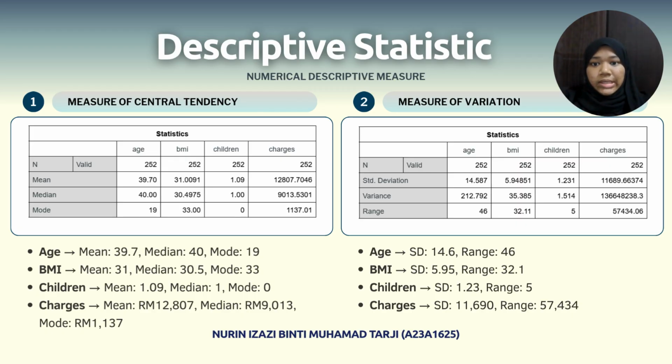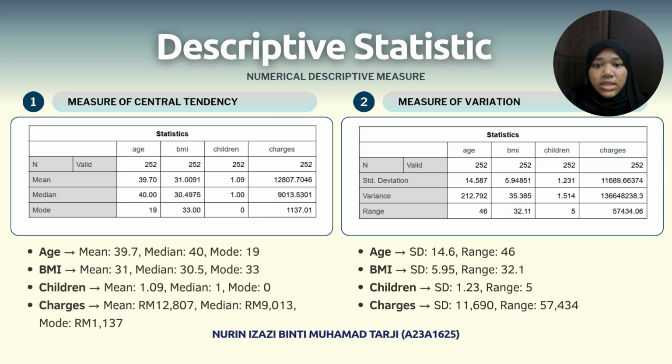For the first one is measure of central tendency. For age, the average is about 40 years and the median is also 40. This shows that the age are quite balanced, though the common age is 19. For BMI, the average is 31, which is an overweight range. The median is close at 30.5 and the most frequent BMI is 33. For children, respondents have about one child on average. The median is 1, but the common case is families with no children.